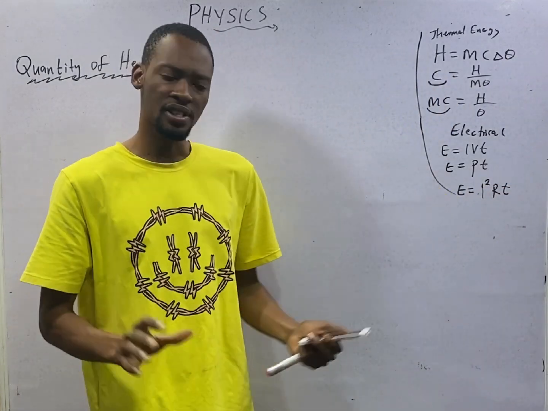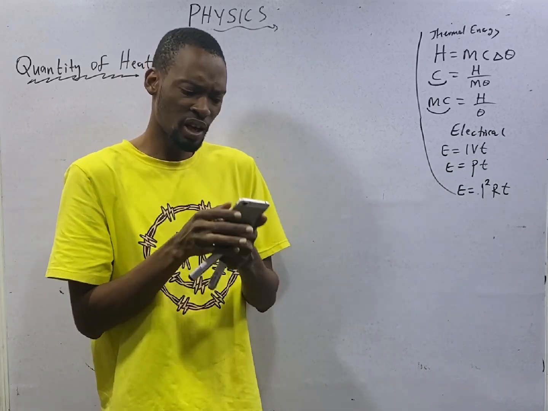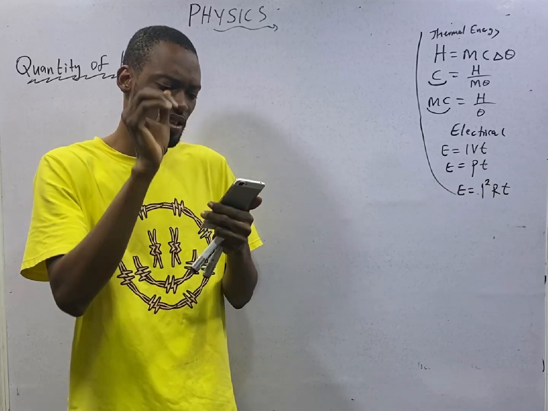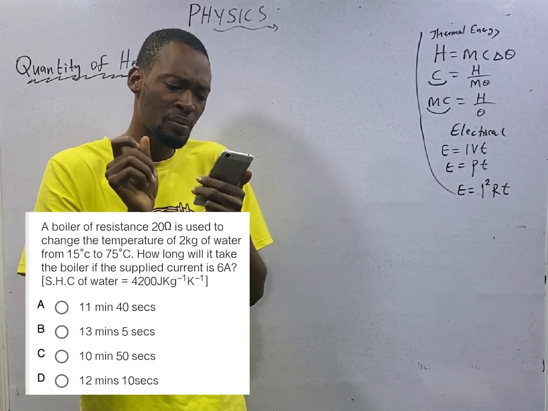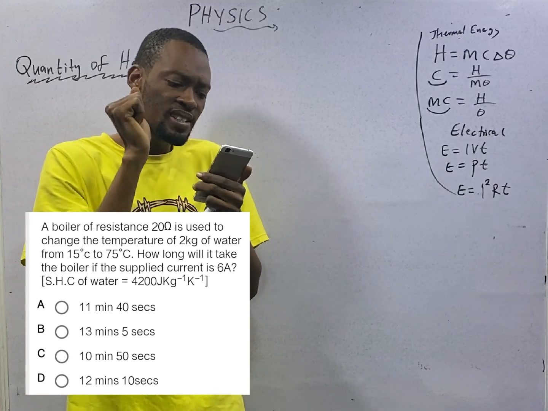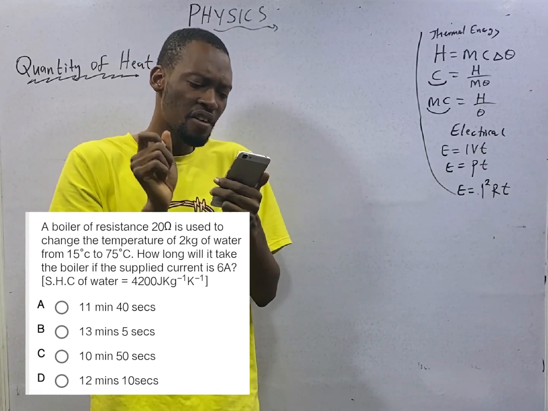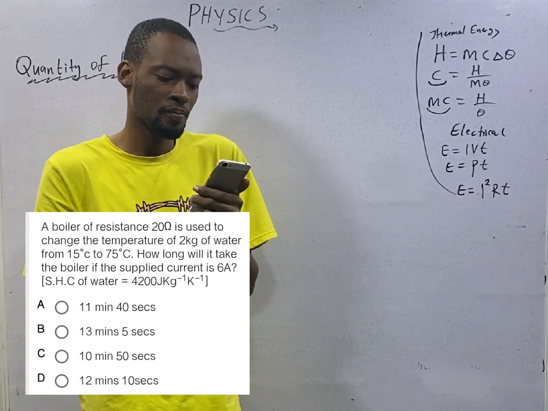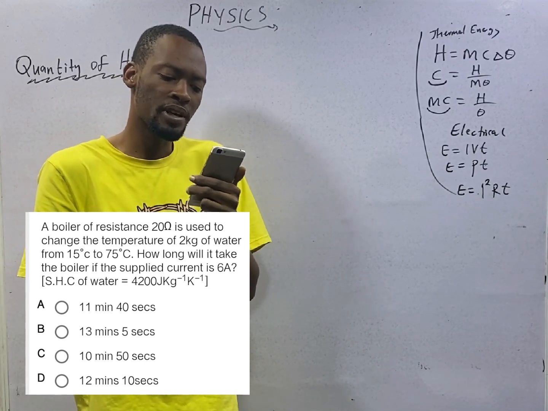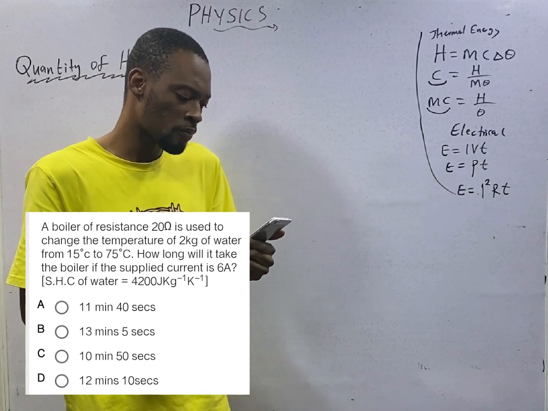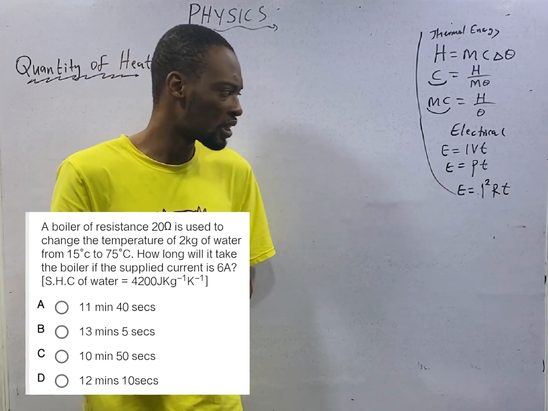With this formula, your life is set when it comes to heat energy, thermal energy or specific heat capacity. Now look at this question. A boiler of resistance 20 ohms is used to change the temperature of 2 kilograms of water from 15 degrees Celsius to 75 degrees Celsius. How long will it take the boiler if the supply current is 6 amp, taking specific heat capacity of water to be 4,200 joules per kilogram per Kelvin, which means the unit for specific heat capacity is joules per kilogram per Kelvin.